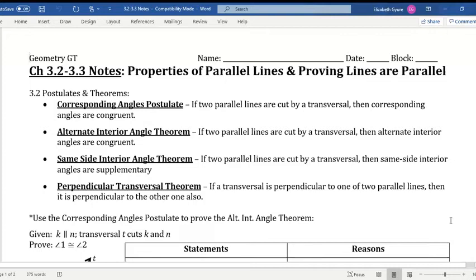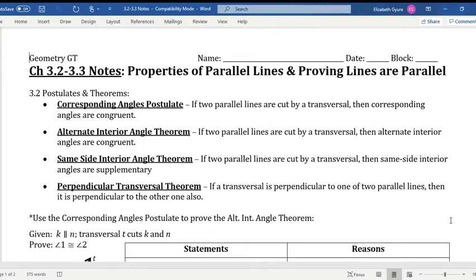Looking at 3.2, 3.3, which is properties of parallel lines and proving that lines are parallel. You'll notice we hopefully have some familiar vocab here, right? With our angle relationships: corresponding angles, alternate interior angles, and same side interior angles. I believe we defined those on Monday, yes? Okay, excellent, good.